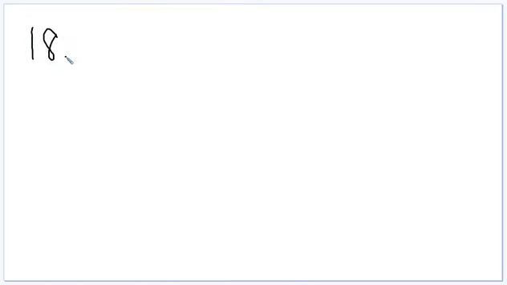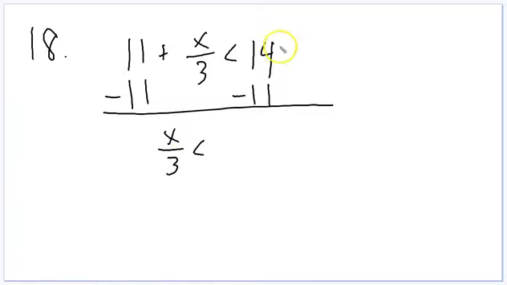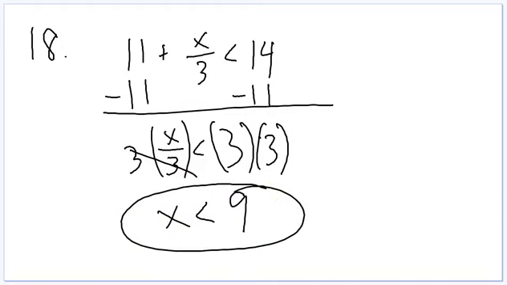18. Solve. 11 plus x over 3 is less than 14. So I need that variable all by itself. I'm going to get rid of the constant first by subtracting 11 from both sides. So I get x over 3 is less than 3. Now it's division, so I have to multiply both sides by 3. Those cancel out, so I get x is less than 9. There's the answer, 19.